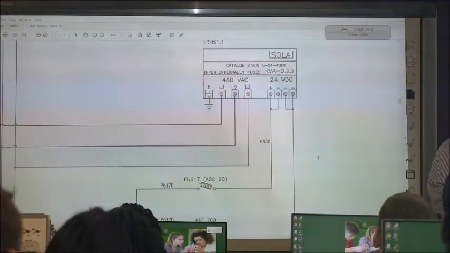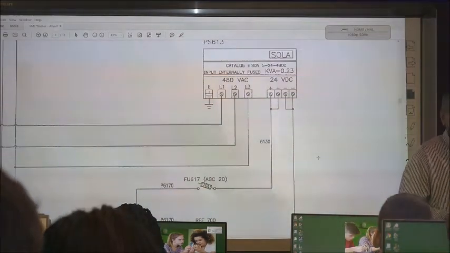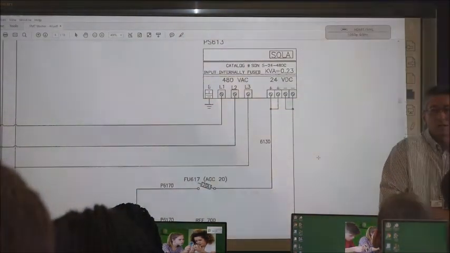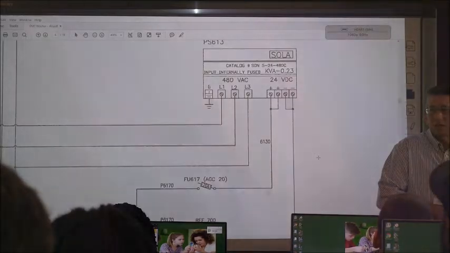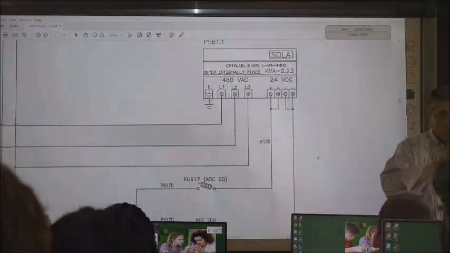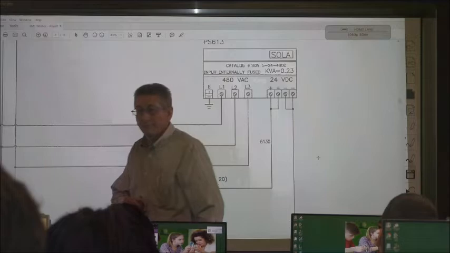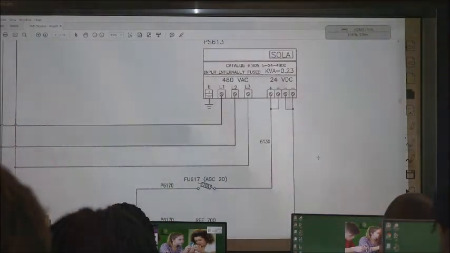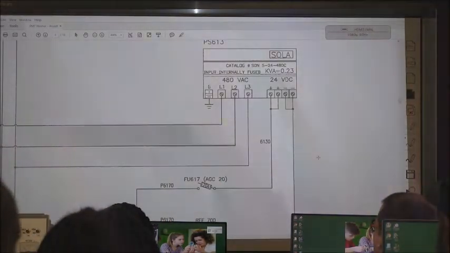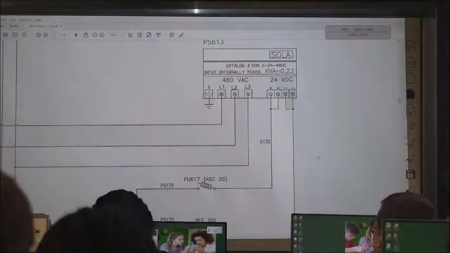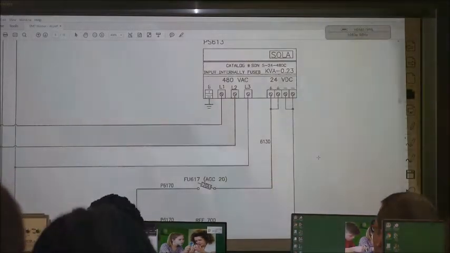After all the power circuit stuff, what are the remaining pages going to tell you? Control circuit. It's going to have the control circuit stuff in it. So you have power circuit and control circuit. The low voltage stuff is the control circuit. It's either 120 volts or 24 volts.